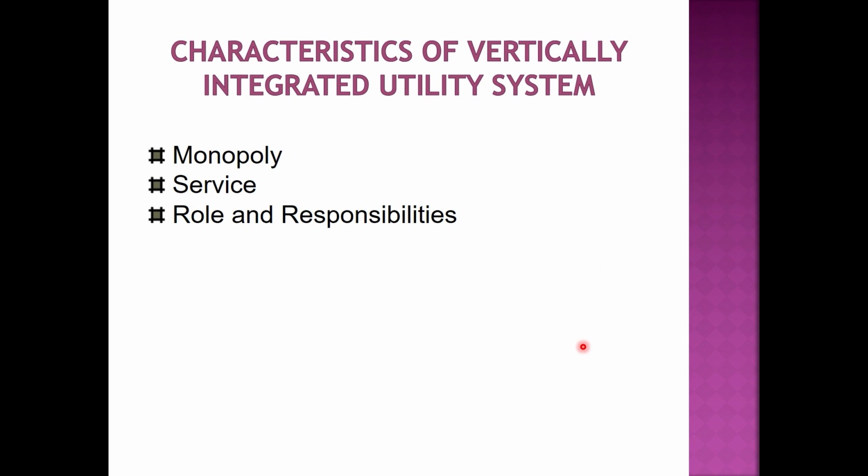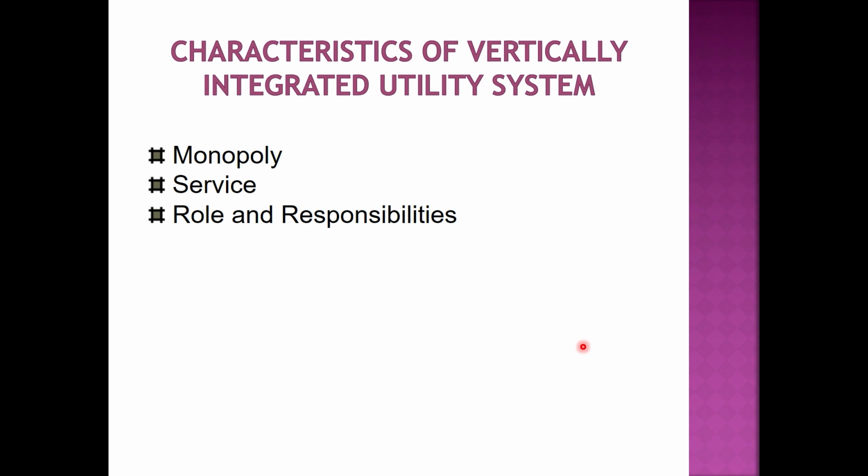Then coming to the characteristics of vertically integrated utility system. It acts as a monopoly, that is, the consumer will not have any right to question the services that are provided by the vertically integrated utility system. The role and responsibility of the vertically integrated utility system is to minimize the total system cost while satisfying all associated system constraints. Vertically integrated utilities also had a centralized system of planning for the long term.